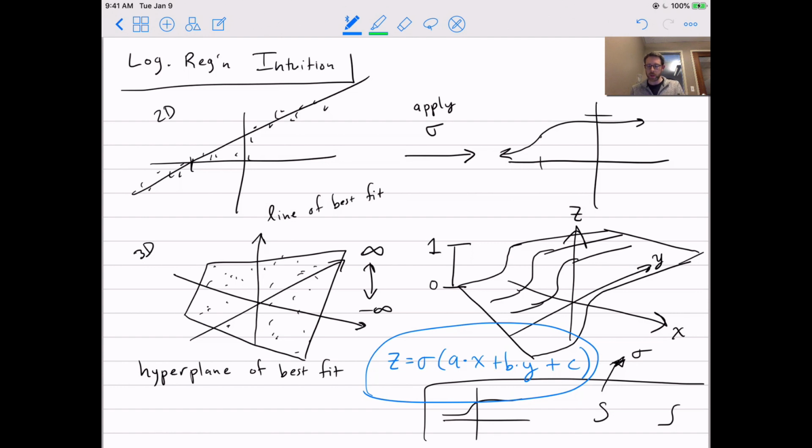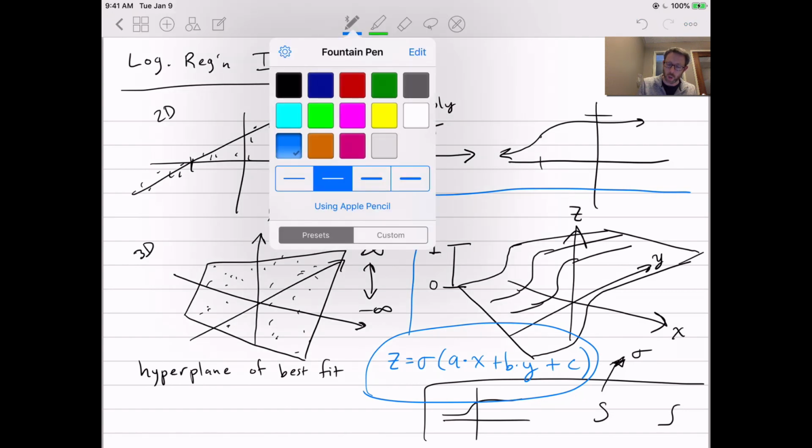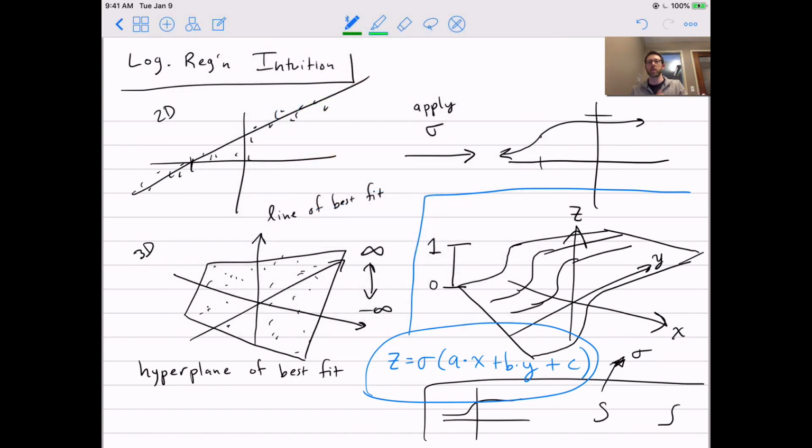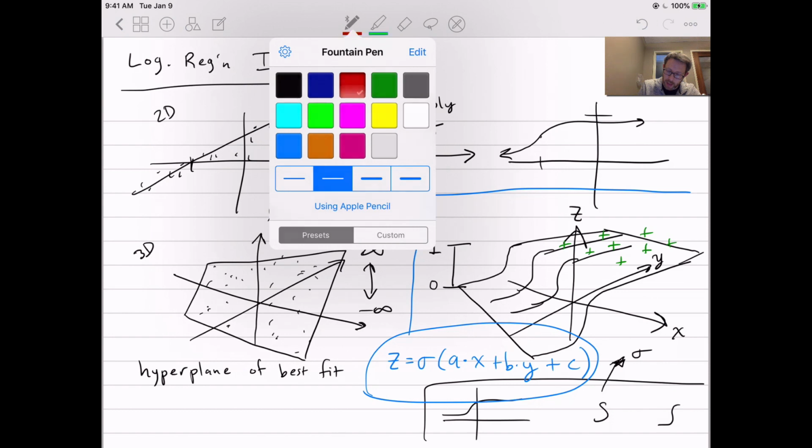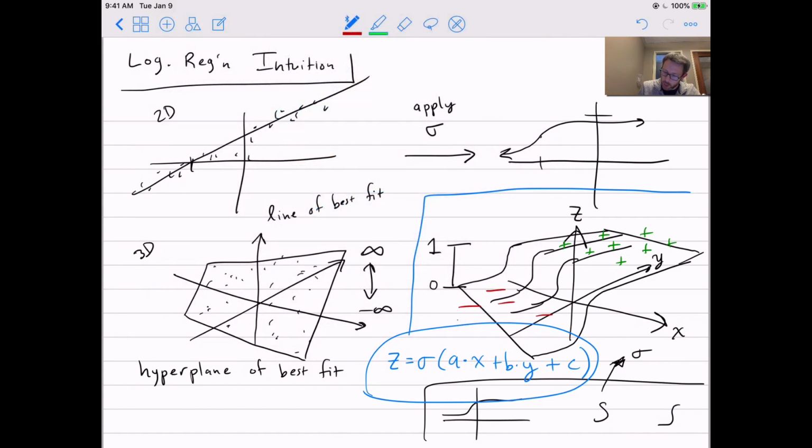All right, now the reason this last picture is interesting is that it can give us the intuition to show why this type of equation is useful for classifying data. So what I'm going to do here is draw a bunch of pluses. Let's say I have a bunch of pluses over here that should be classified as ones. All right, and then let's suppose I have a bunch of minuses, which I'm going to draw over here, which should be classified as zeros.